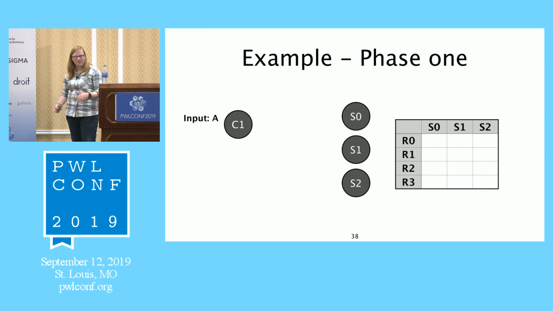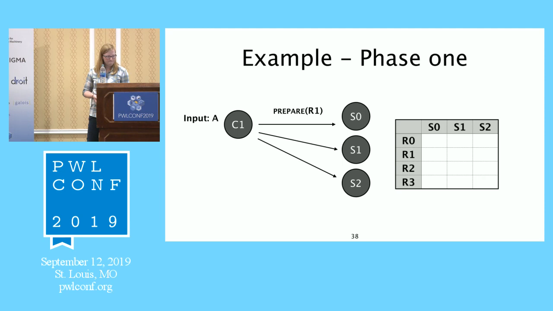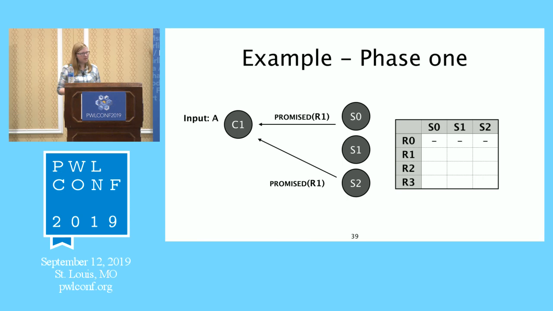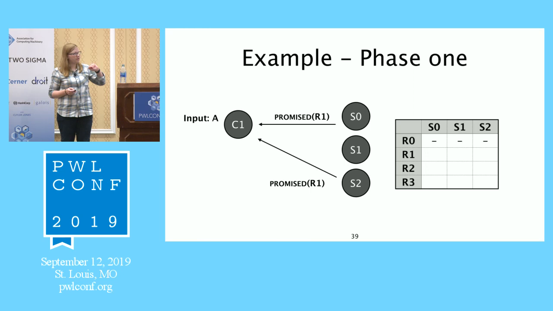And they're going to start phase one of Paxos. They're going to send the message prepare R1. The servers are going to receive this message. They're going to look at their registers, and each of them is going to see they've got a register that's unwritten. So they're going to write null into those registers. And the servers are all going to respond. They're all going to respond, but once we've received two of three, once we've seen a quorum, we can proceed.